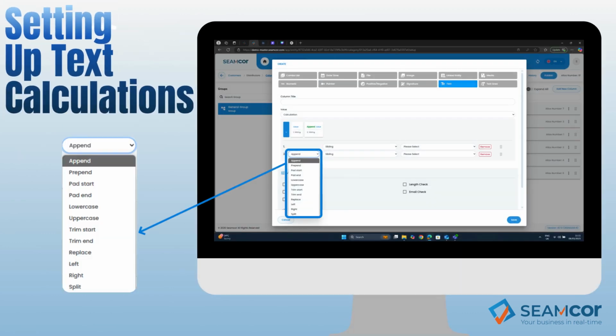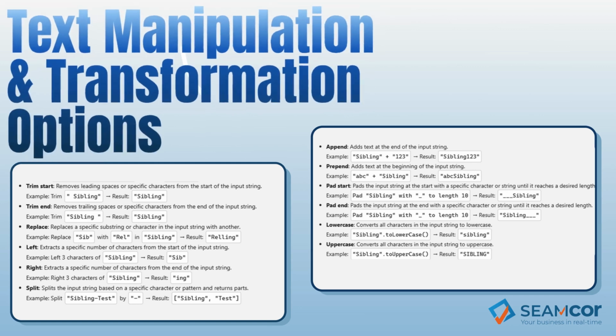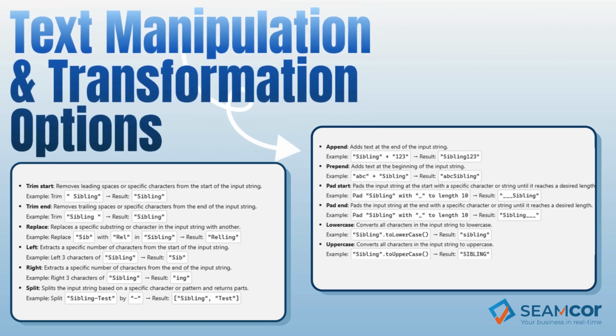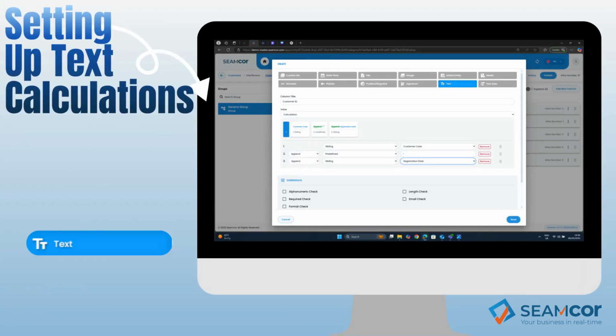As shown, Seamcor provides various options to set up, transform, and manipulate text calculations to fit your needs. Here's a breakdown of each option. Start by picking your first value. You can add as many as you need. When you add another, choose how and where it should be placed in the calculation.